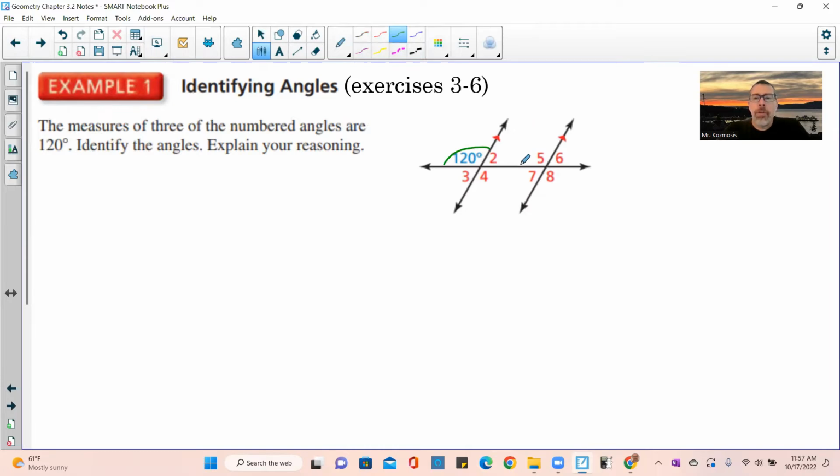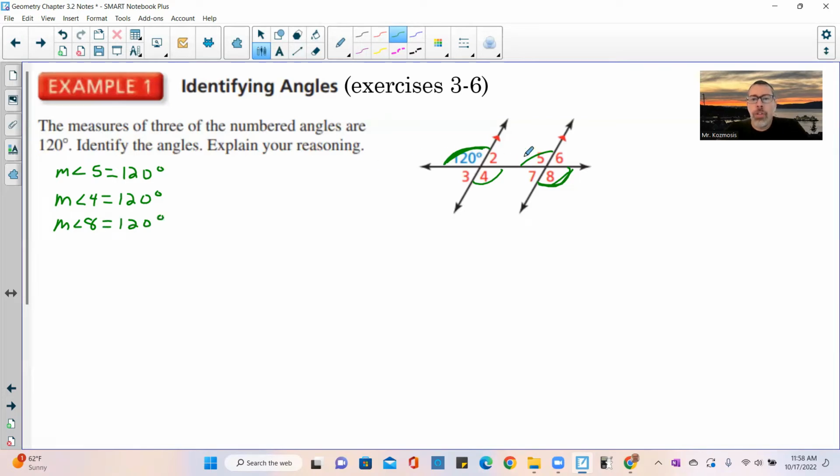By the theorems on the prior page, corresponding angles are congruent. So the measure of angle 5 equals 120 degrees. Vertical angles are congruent, so the measure of angle 4 is 120 degrees. And then I could do alternate exterior from the 120. This angle here and this angle 8 are alternate exteriors, so the measure of angle 8 equals 120 degrees.